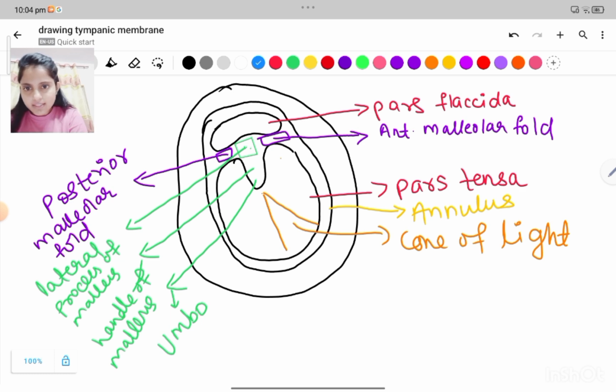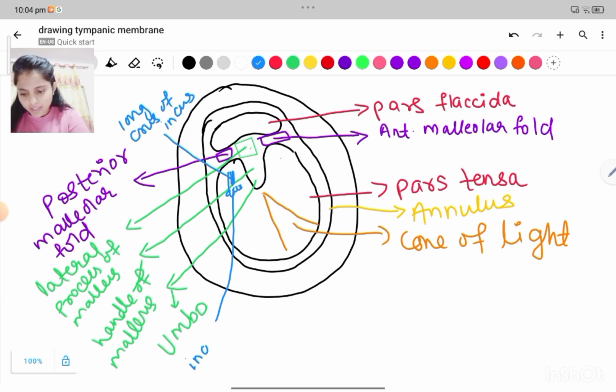And here, in the posterior superior quadrant, we can see the shadow of the long crus of incus. Long crus of incus. And the shadow of the incudostapedial joint. This is the incudostapedial joint shadow.